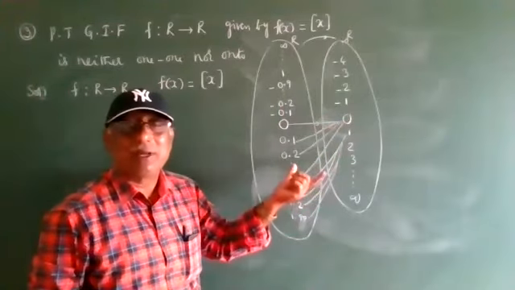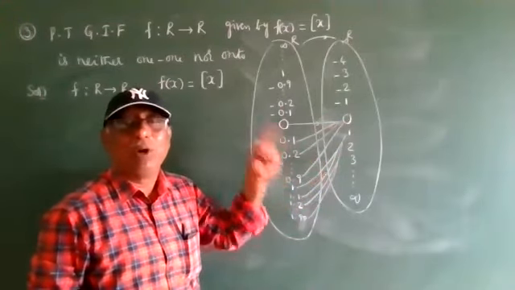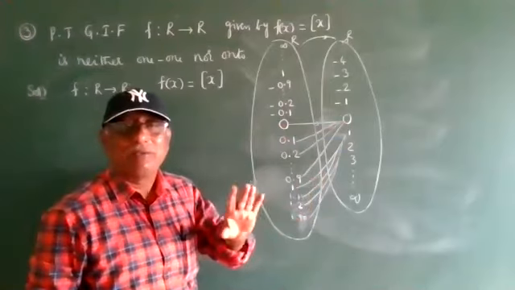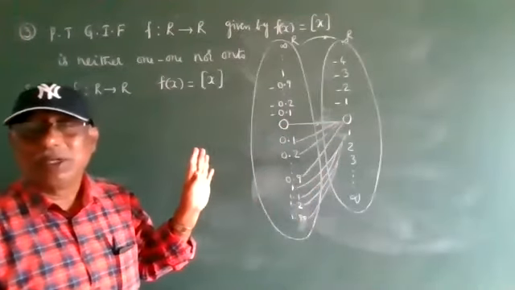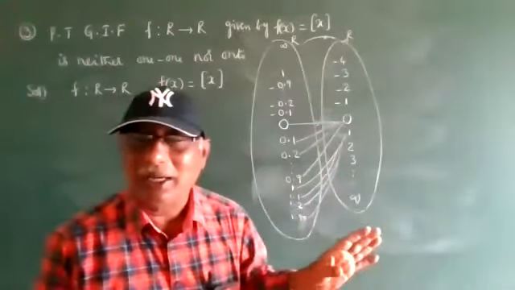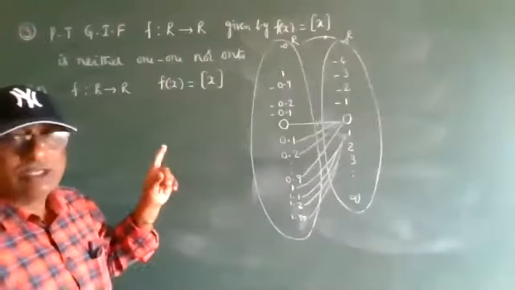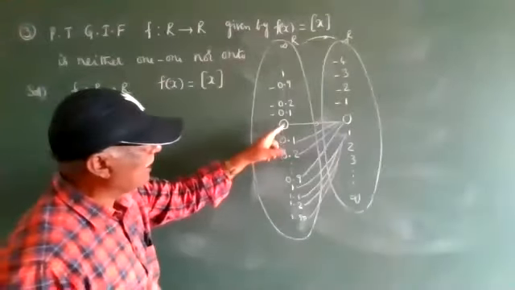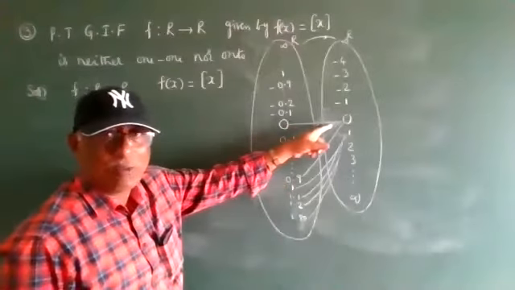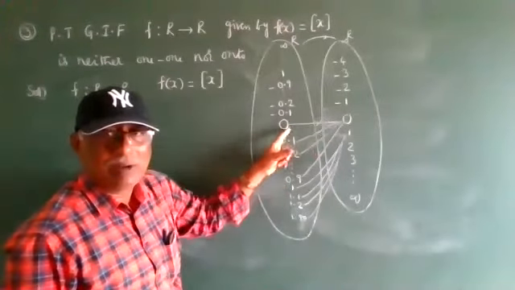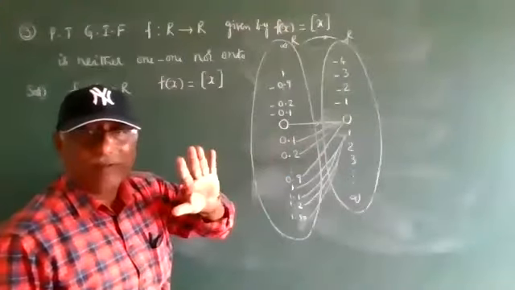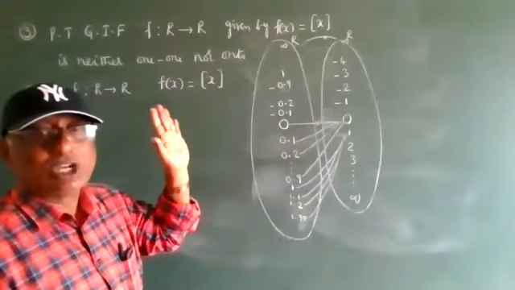Rational numbers are not coming. Only integers are coming. Therefore, it is not surjective. It is not injective. Okay? Injective: one element has one image. Here a number of elements have one image. Therefore, it is not injective.